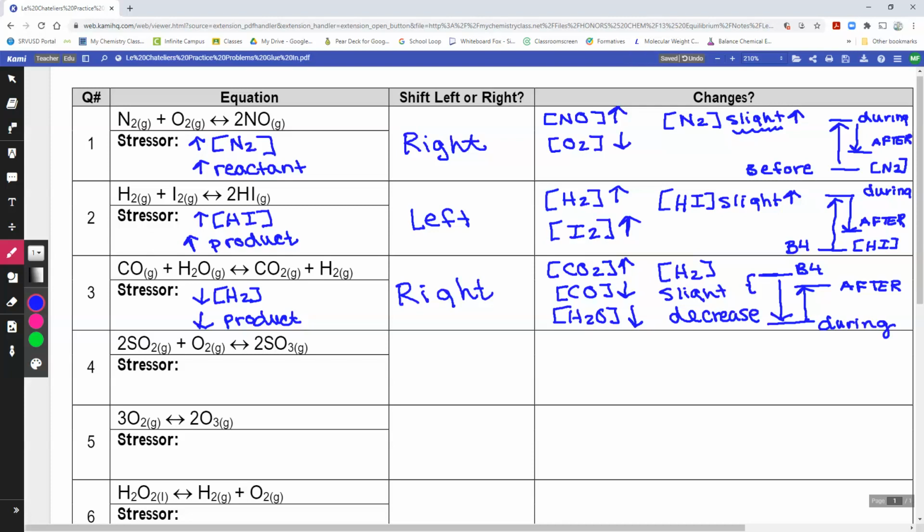Let's look at the next one. This time, let's do something a little different. This time, let's increase the total pressure. So a little bit different. When we are going to change the pressure, we need to count the moles on each side.